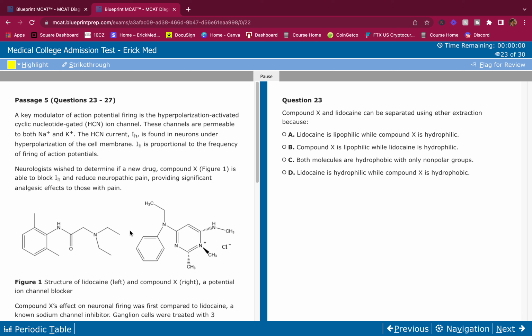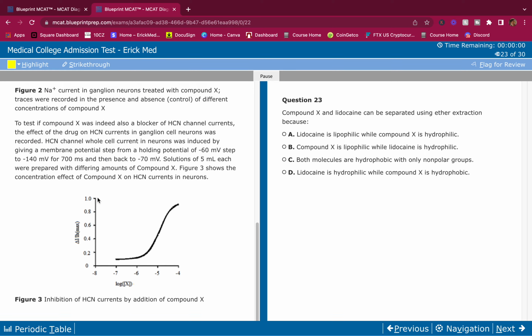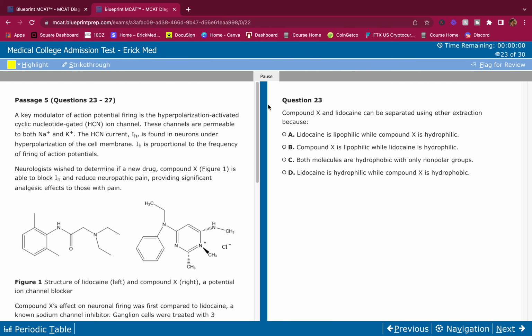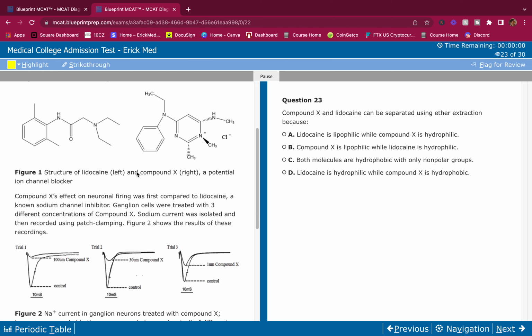So we're gonna be breaking down another CP Chem/Phys passage. This is from the Blueprint exam. This is the free full-length they give you guys. I'm gonna go ahead and break this down. I'm gonna show you guys exactly how to answer the question, how to pick the best answer choice, highlight everything that you guys need, and make it become easy for you.